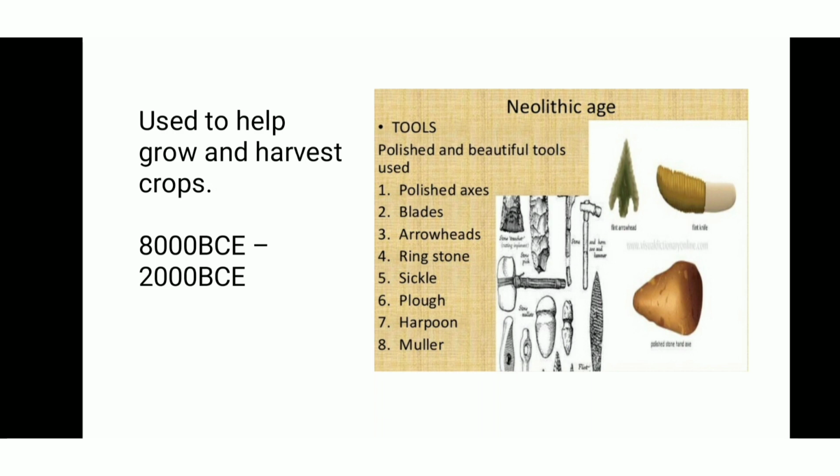During this period, people didn't use the stone as it is for making tools. Before using it, they made the stone beautiful by polishing it. So let us see some of the stone tools: polished axes, blades, arrowheads, ring stone, sickle, plough, harpoon, and muller.